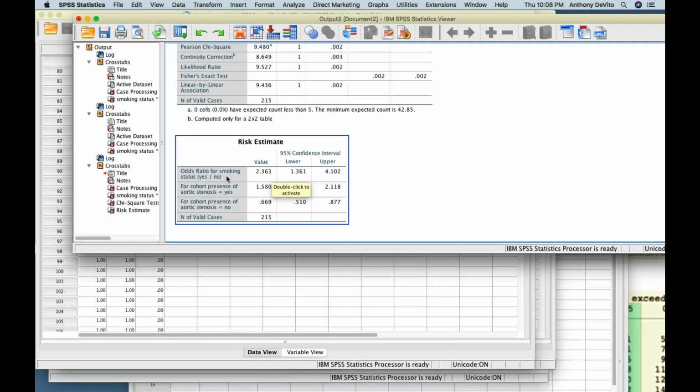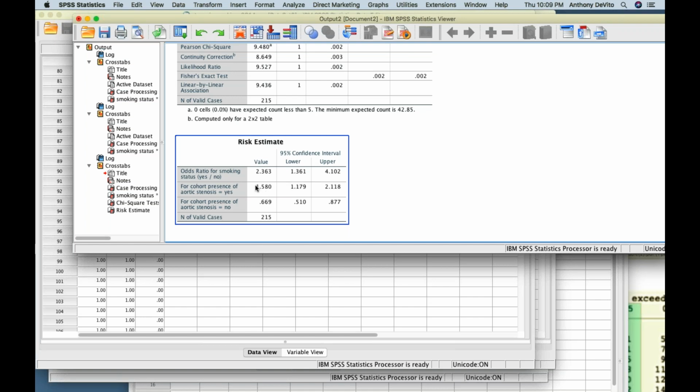Now, our null hypothesis for odds ratio was if there's no association, the odds ratio is equal to 1. And our alternative hypothesis is that the odds ratio is not equal to 1. So in this case, we're 95% sure that the true odds ratio for the entire population is 1.4 to 4.1. So that means we're 95% sure that it's not 1. So we can reject the null hypothesis.